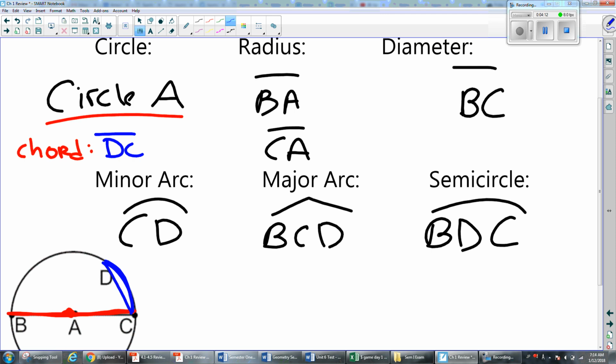A major arc then uses three letters. So we'd be going from B to C to D. You can use that arc symbol there. We need three letters since it's a big arc, more than 180 degrees. And that semicircle is exactly half of the circle. Arc BDC.